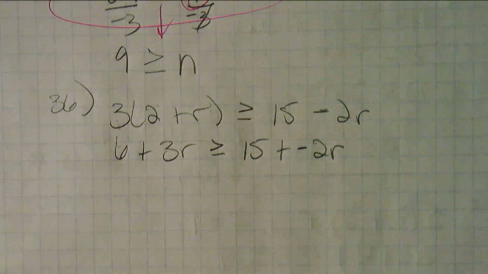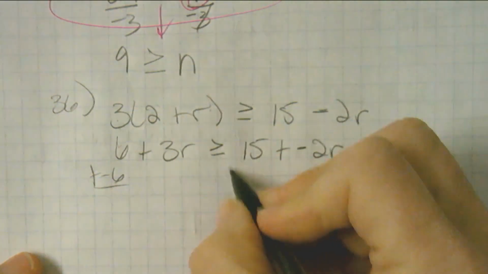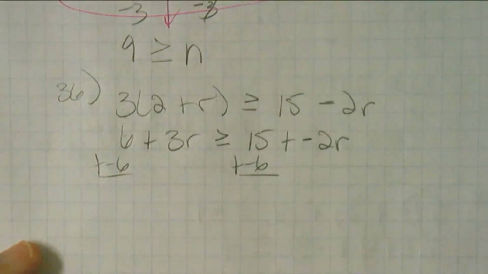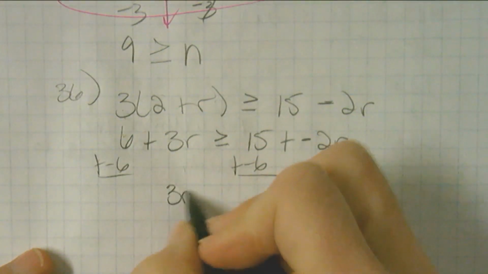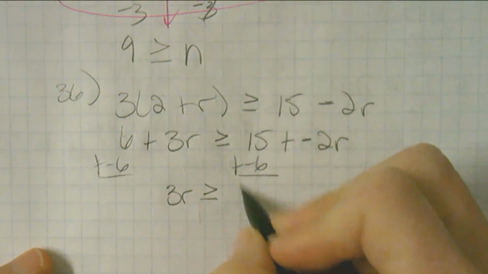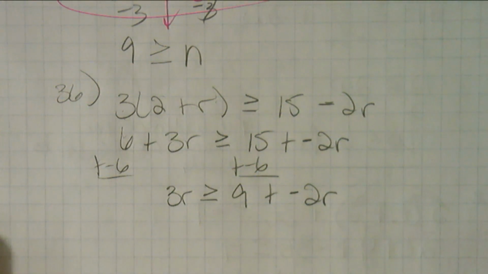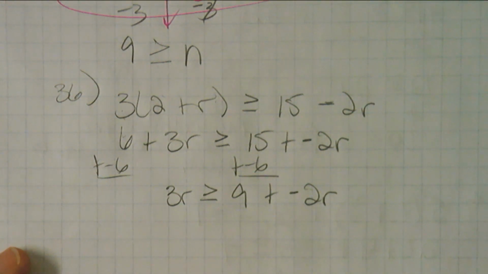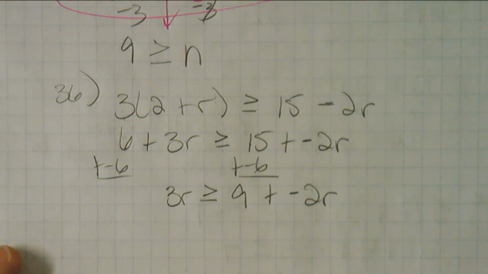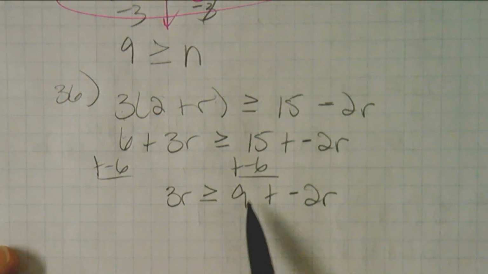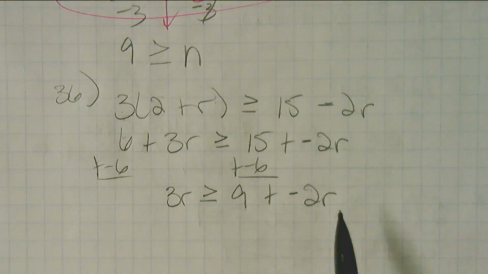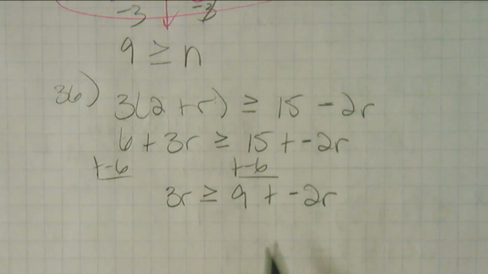Awesome. So I'm going to add a negative 6 to both sides. Remember, there's 4 different ways you could have started that. So I have 3r is greater than or equal to 9 plus a negative 2r. Now what do I have to do, Blythe? What would that be? But they're on 2 different sides of my inequality symbol, so how do I do that here? I need to get rid of this addition of a negative 2r. What can I add to a negative 2r to make it 0?